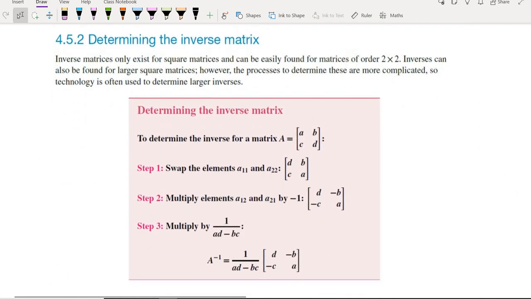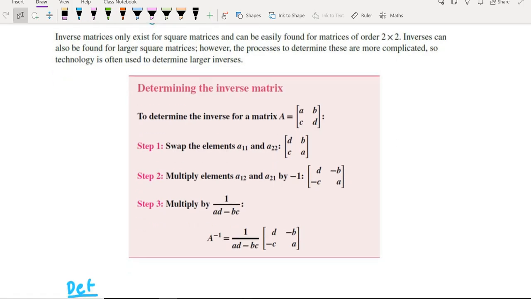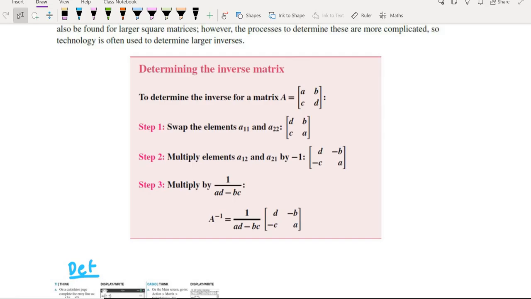After you have the determinant, here are the steps to find the actual inverse of the matrix. If we have a matrix, we write the elements in this order: A, B, C, D. Then you swap A and D, and multiply C and B by -1. So you end up with this: D here, A here, they're swapped, and there's a negative in front of B and C.